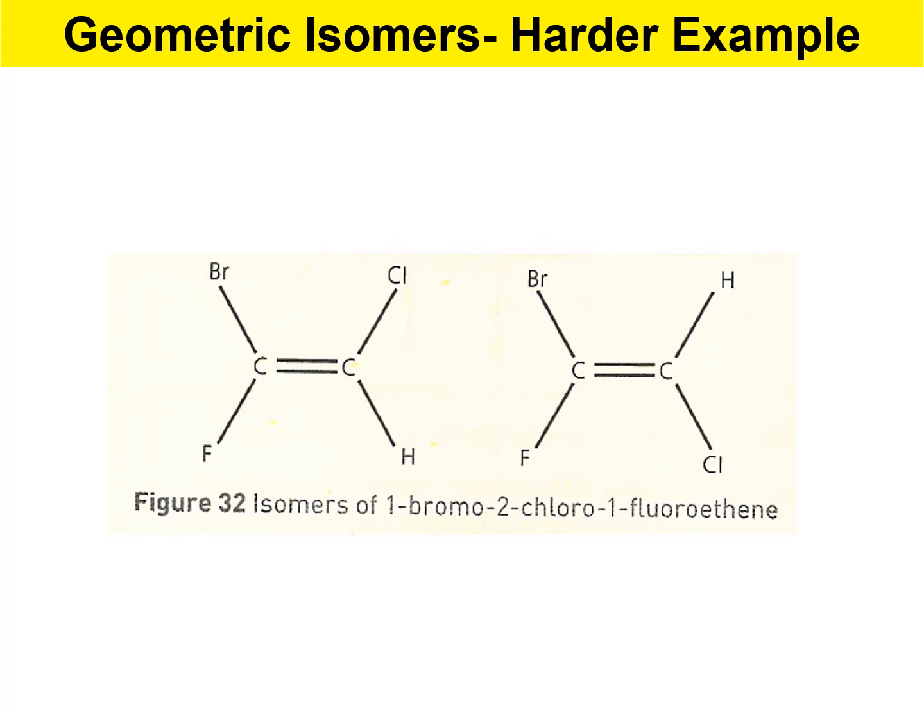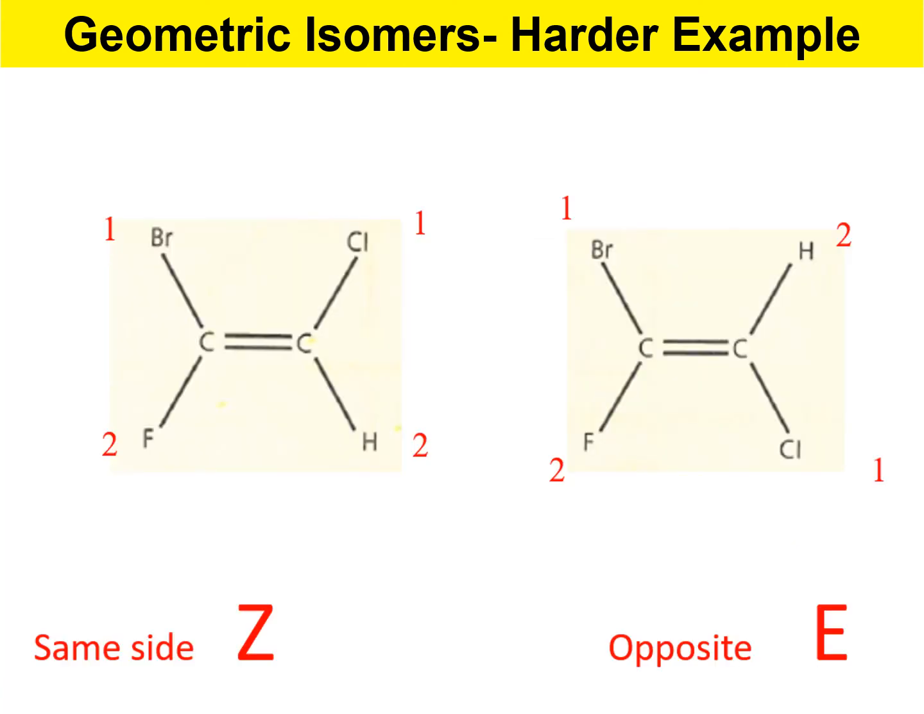Here is an example. If I look at bromine, bromine has a higher atomic number than fluorine, so we give it the priority number 1. If I look on the second carbon, I have chlorine and hydrogen. Chlorine has a higher atomic number, so I give it a priority of 1. In that case, the bromine and the chlorine are the higher priority groups and they are on the same side, so that isomer must be a Z. In the second example, the bromine and the chlorine are opposite each other, so that must be an E isomer.